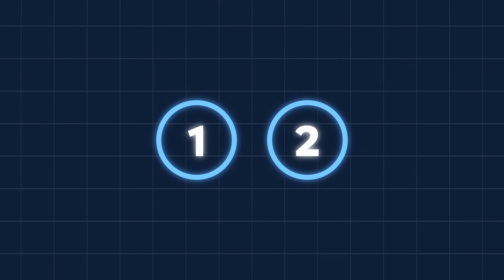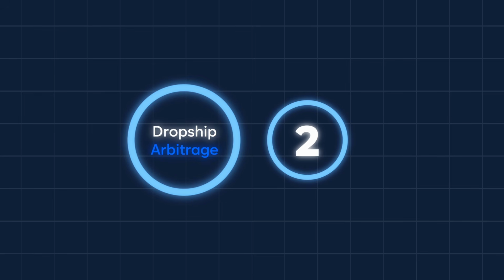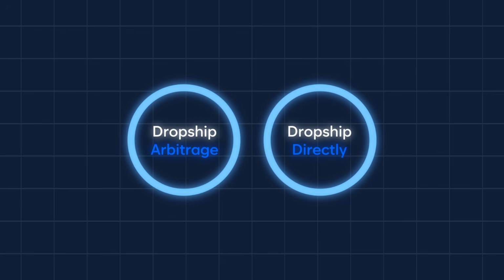So let's go through an example of listing on Depop. There's two ways to list on Depop. So the very first way is to do dropship arbitrage. After this, I'm going to teach you a way where you can dropship directly.